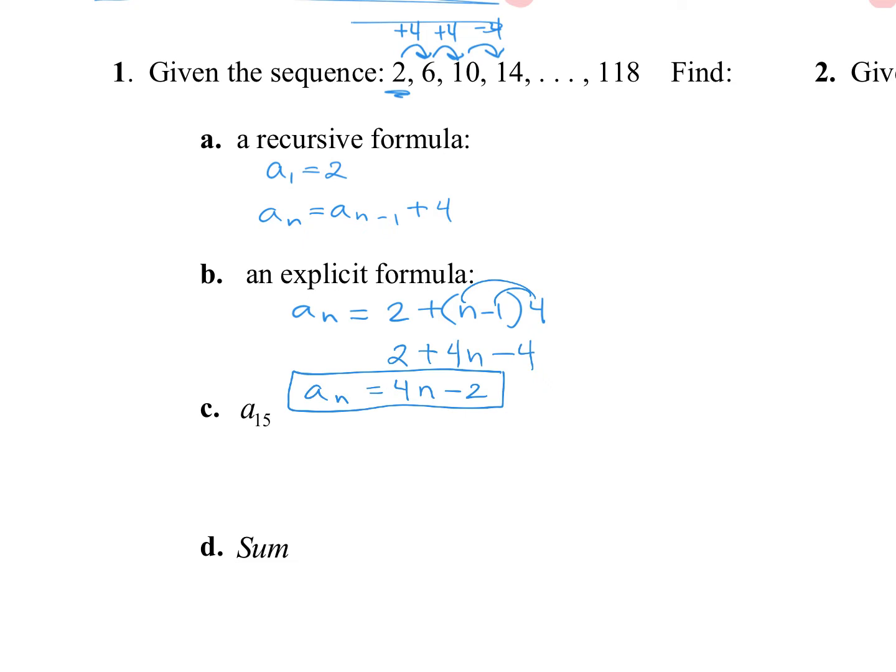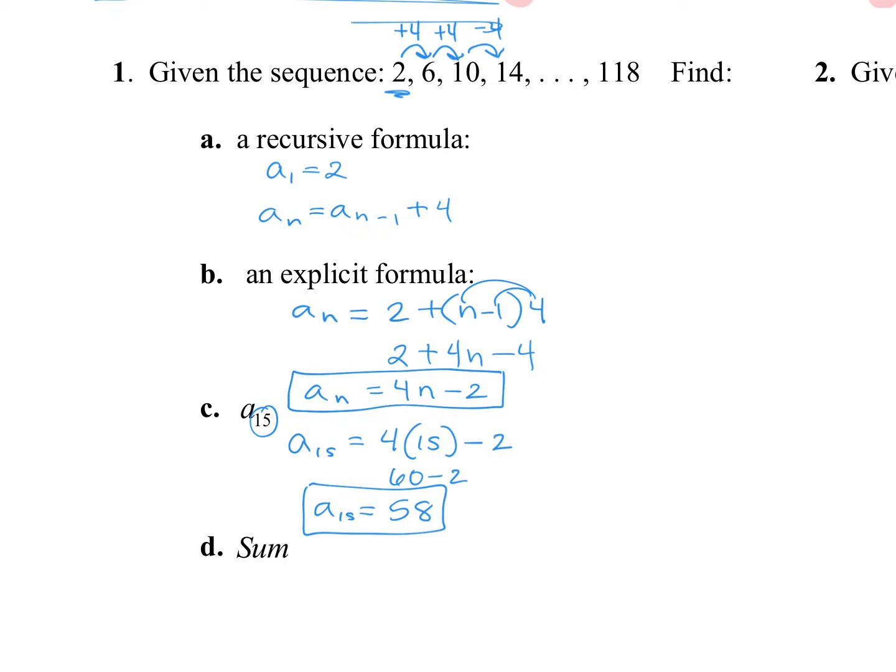So how do you find a sub 15? Plug it into which one? The explicit. Whenever you're finding a high term number, plug it into the explicit. So it's going to be a sub 15 is 4 times 15 minus 2. So 4 times 15 minus 2 is 60 minus 2 or 58. So a of 15 is 58. Okay, your 15th term is 58.